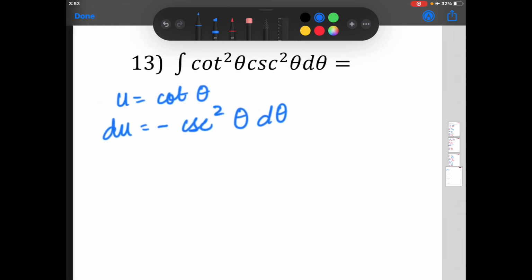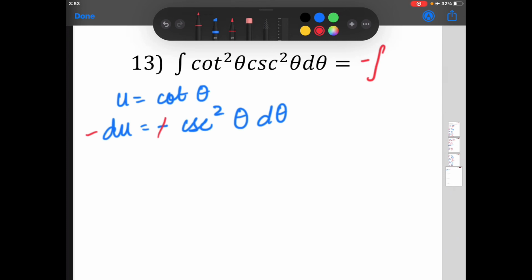So now look what you have. You already have cosecant square d theta. I just want to get rid of the negative. So I'm going to divide both sides by negative. That'll get rid of that. Now let's set this up. I'm going to pull out the negative.